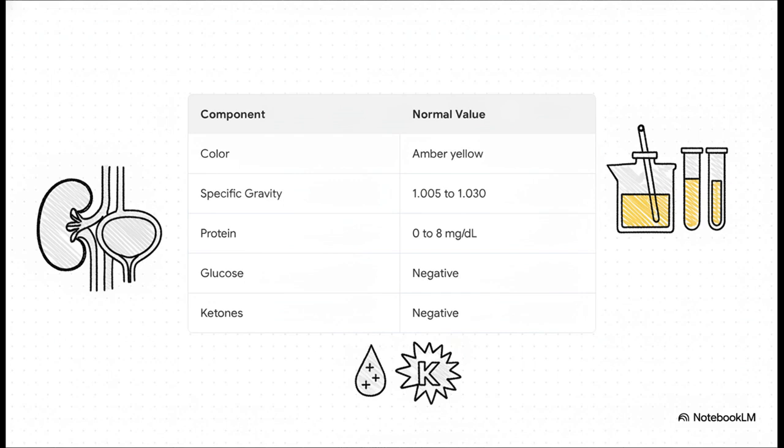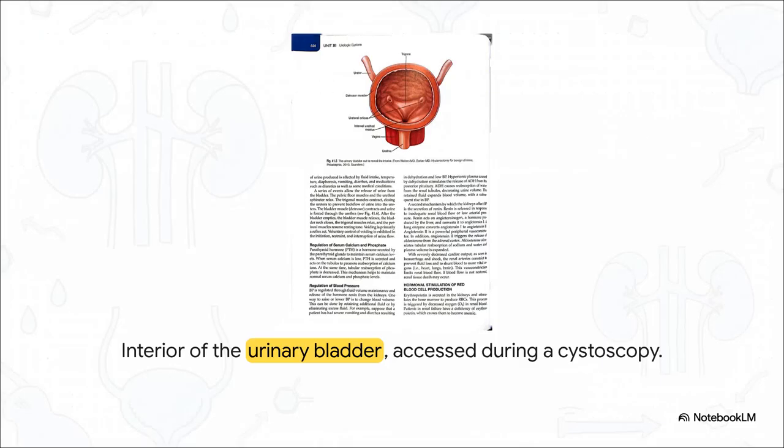Likewise, if you're seeing positive glucose or ketones, you're not just looking at a kidney issue, you're likely looking at poorly controlled diabetes or even starvation. But sometimes labs just aren't enough, and we need to get a direct visual.